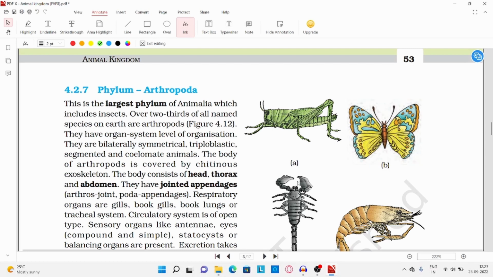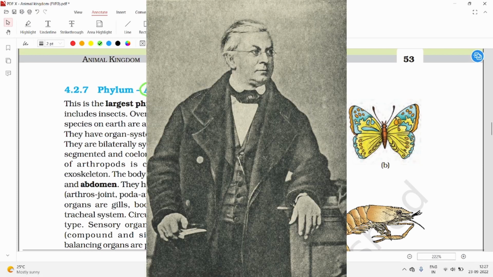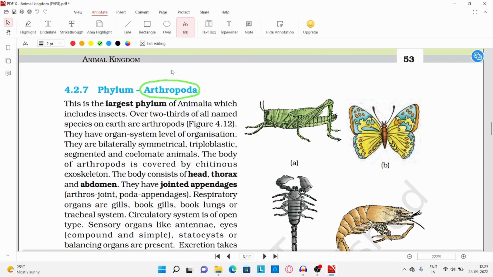Moving forward to a much more complex phylum, which needs much more explanation and much more detail, is phylum Arthropoda. The term Arthropoda was proposed by a German zoologist, von Siebold and H. Stonius. It is the largest phylum of the animal kingdom, with something like 90,000 to at least 100,000 species.